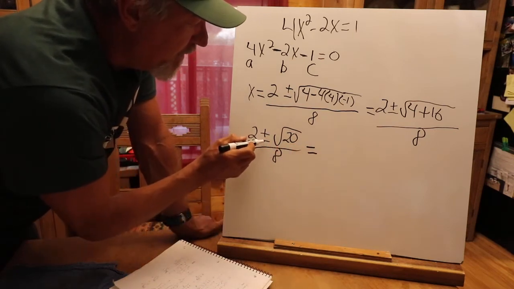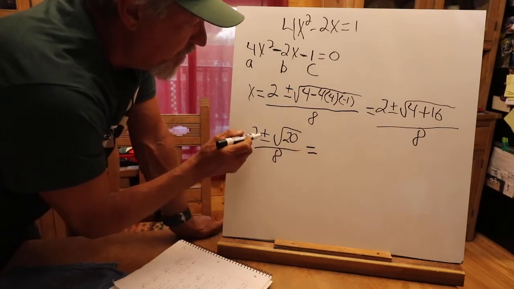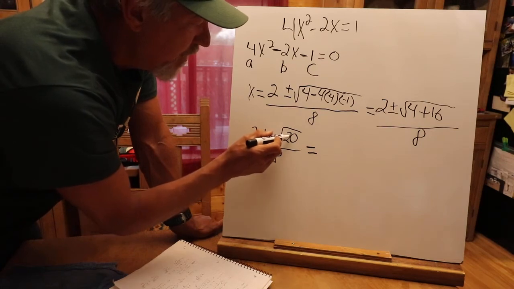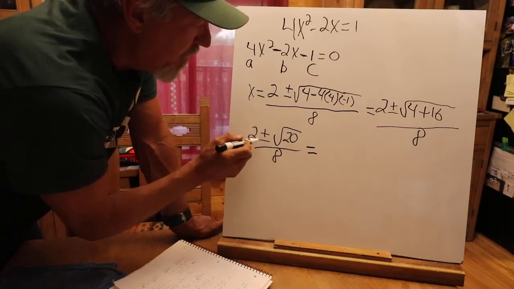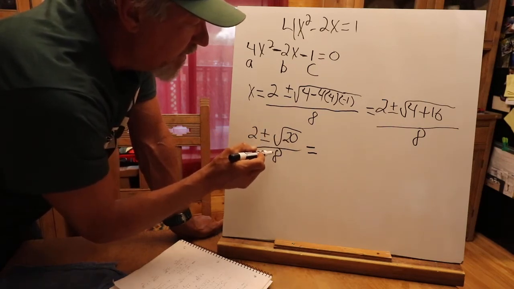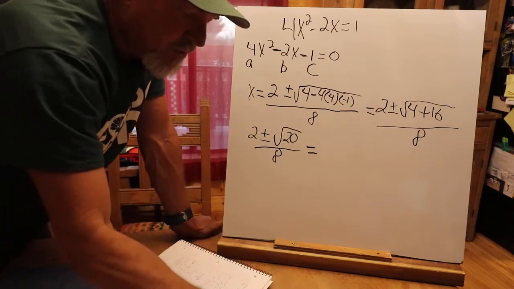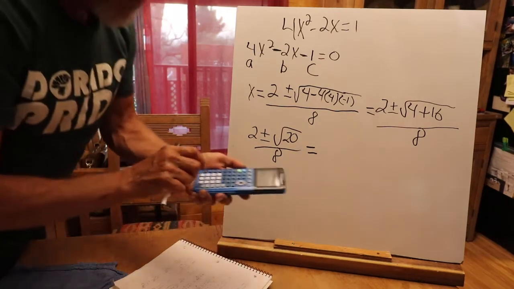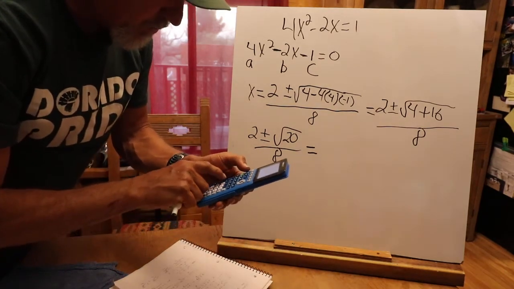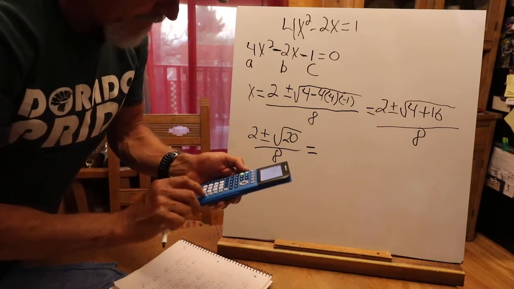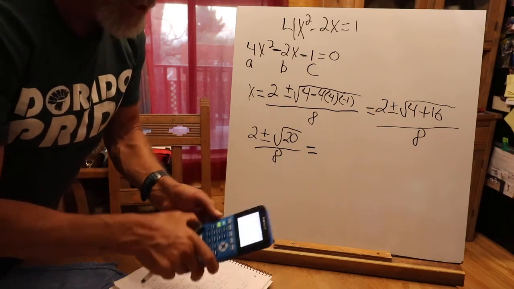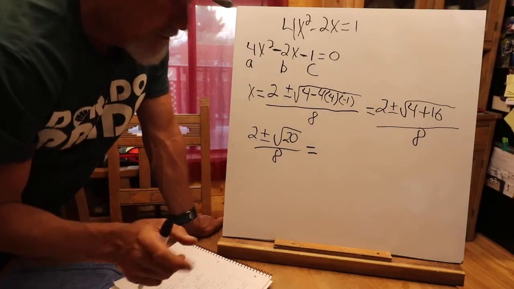So this plus minus means that there's 2 answers. There's 2 plus the square root of 20 divided by 8, and 2 minus the square root of 20 divided by 8. So I'm going to write them as 2 answers now. First, I'm going to find the square root of 20 on my calculator. So on my calculator, I'm going to go square root of 20, 4.47, and they want 2 decimal places in your answers.